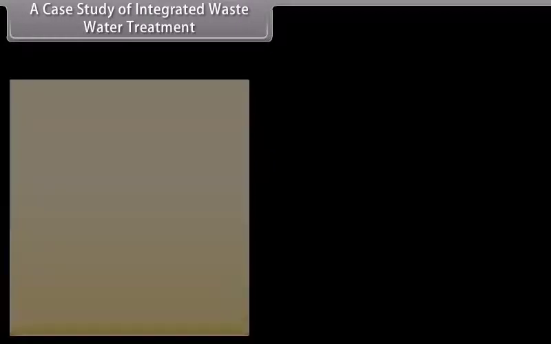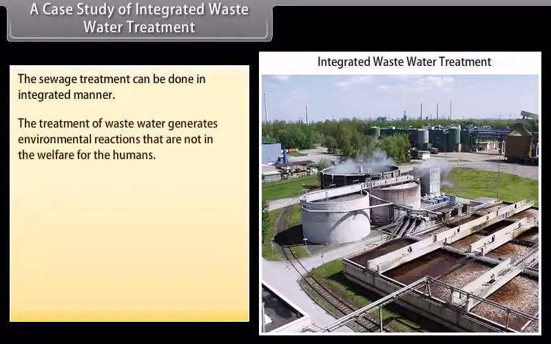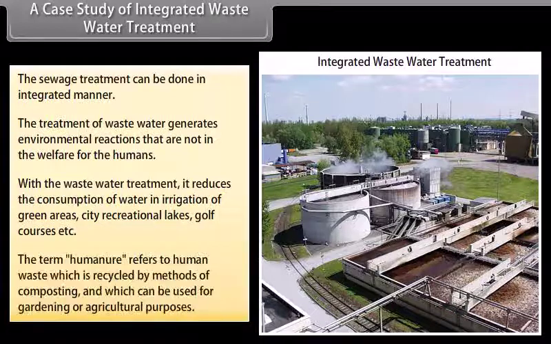A case study of integrated wastewater treatment. The sewage treatment can be done in an integrated manner. The treatment of wastewater generates environmental reactions that are in the welfare of humans. With the wastewater treatment, it reduces the consumption of water in irrigation of green areas, city recreational lakes, golf courses, etc. The term humanure refers to human waste which is recycled by methods of composting and which can be used for gardening or agricultural purposes.